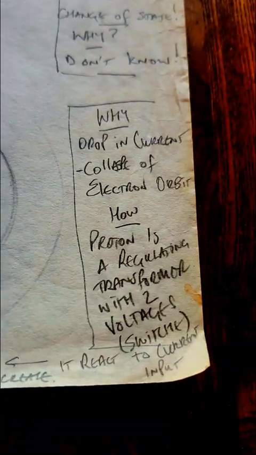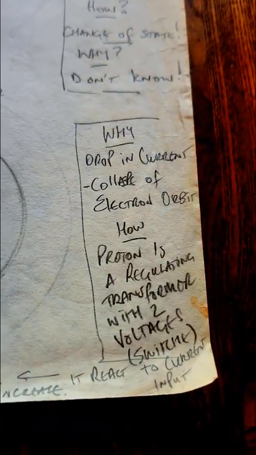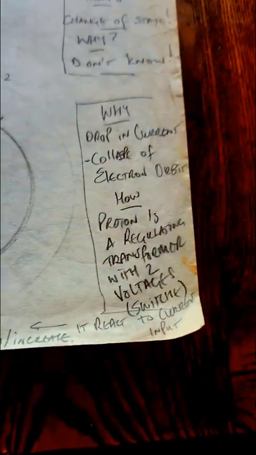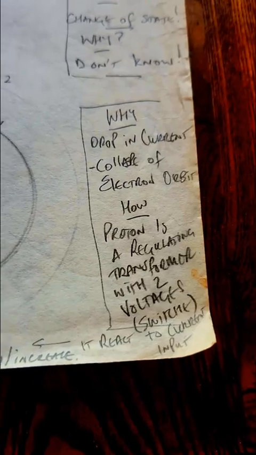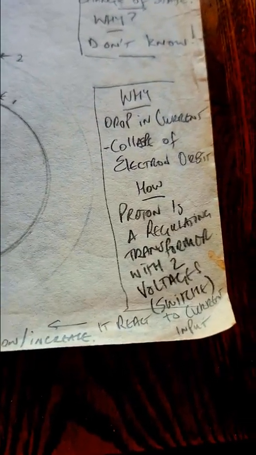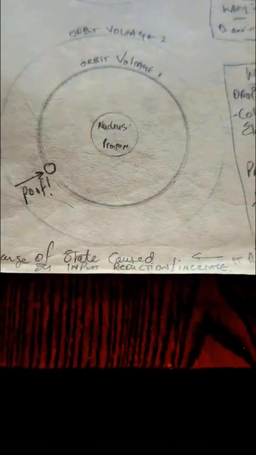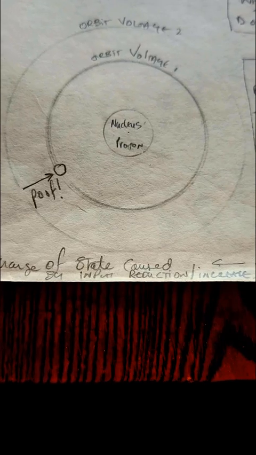So what have I put for the explanation of why this happens? There is a drop in current, or an increase. There is a collapse of the electron orbit. How? The proton is a regulating transform with 2 voltage switches. It reacts to current input. And the change of state is caused by the input reduction or increase.